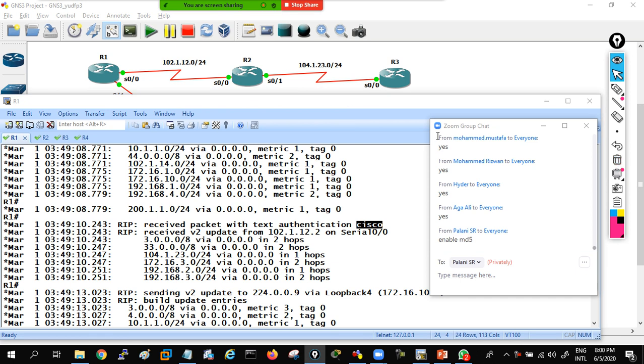Now, guys, I'm going to enable MD5. I'm going to enable it between router 2 and router 3. Here I'm going to enable MD5. Let's go and see that.